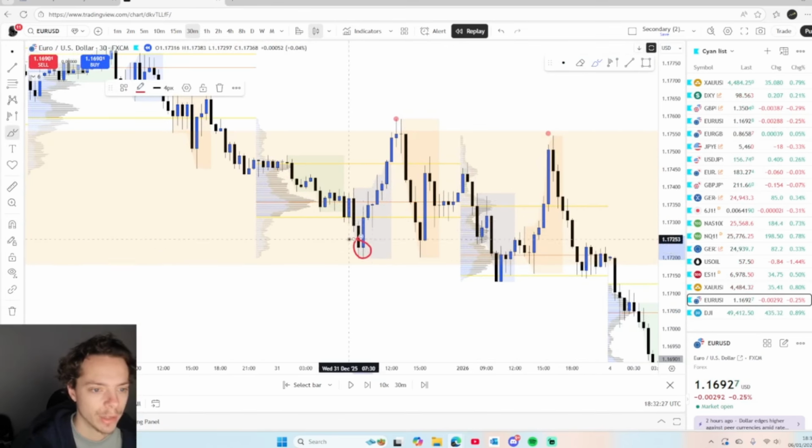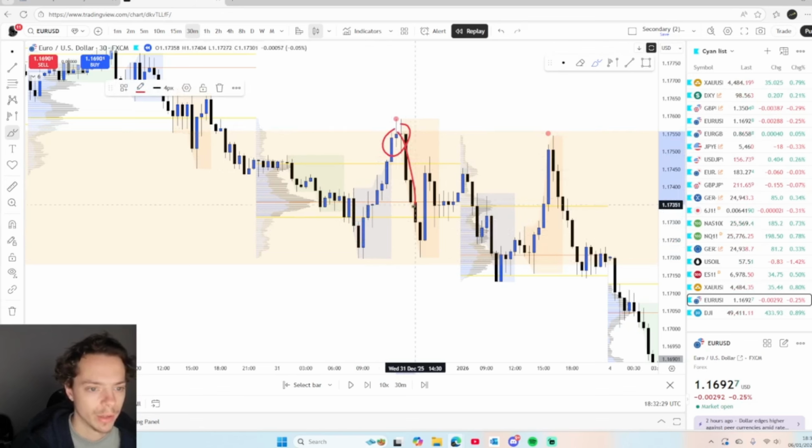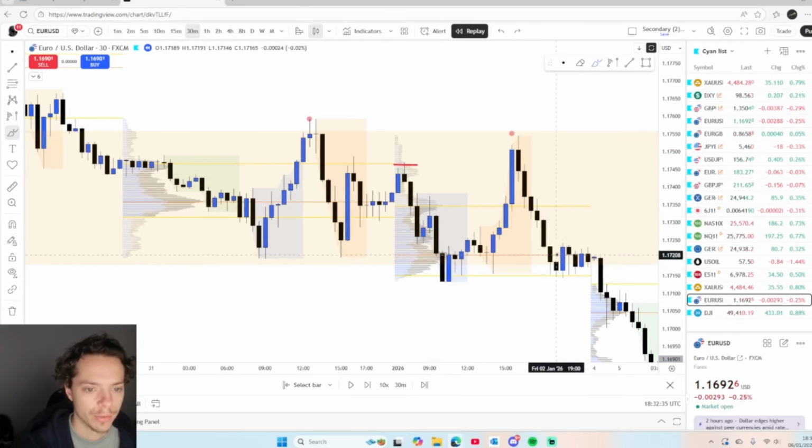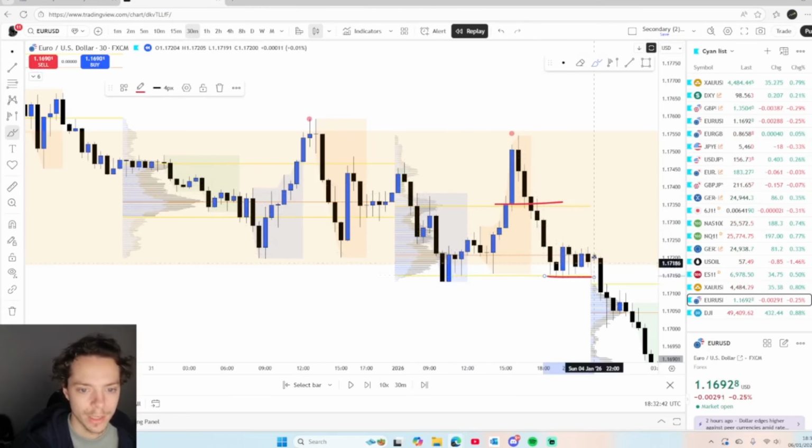You can see break out of the value area, push straight back in, break out of the value area, push straight back in. You can see for this sell-off here, broke out the prior day value area, got a nice sell-off, sort of found a new range there. Again, broke out the value area here, traded back in. And then this is, again, where we eventually ended up selling through it.